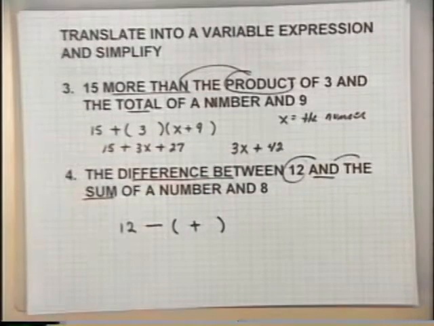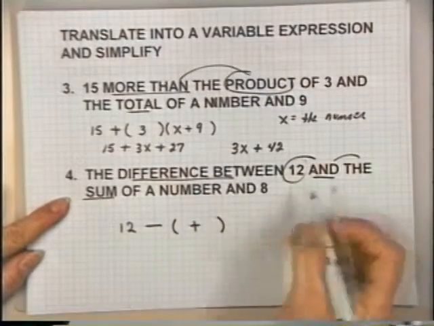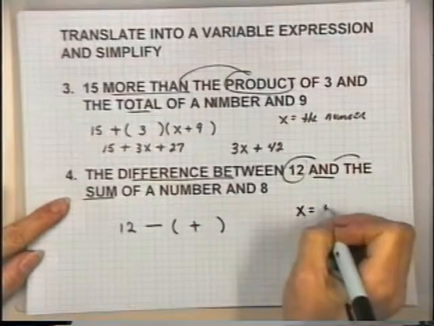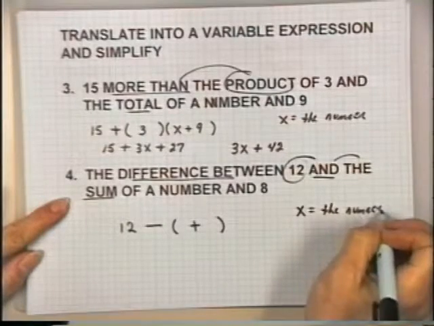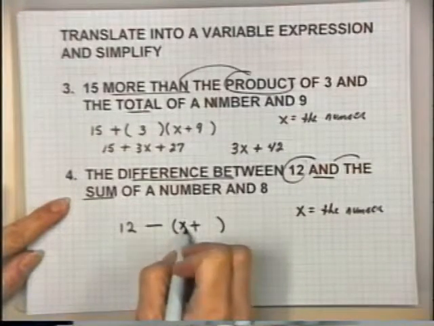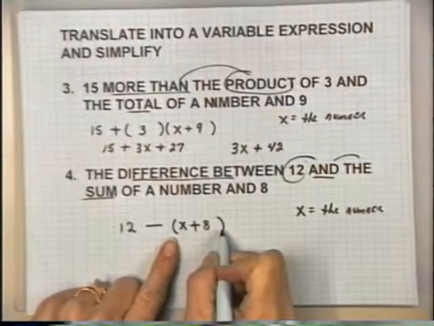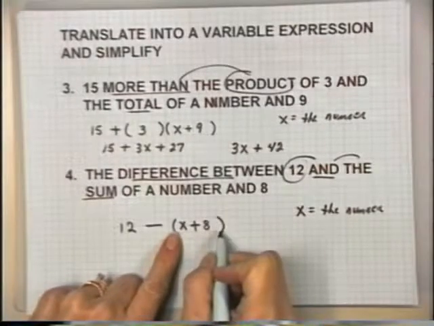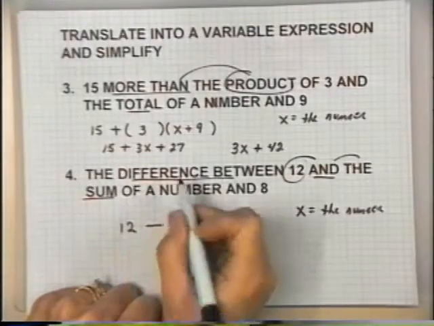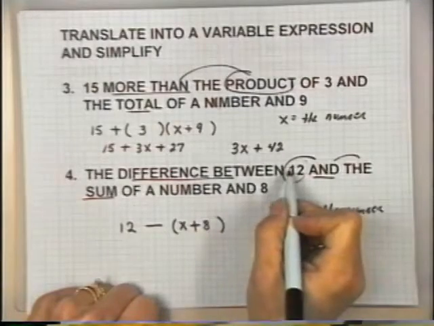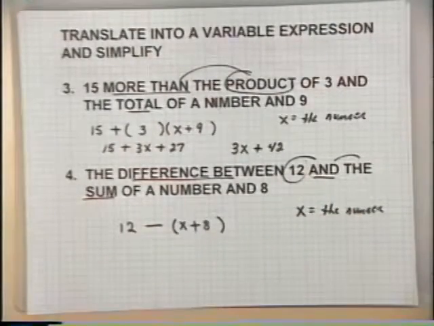Let's put a plus sign in there for that sum. The sum of a number and 8. We need to have x to represent the number. And then in here we have the sum of the number x and 8. You'll notice I use this parenthesis to indicate that all of this sum is being subtracted from 12 because our difference is between 12 and the sum, not just between 12 and a number.